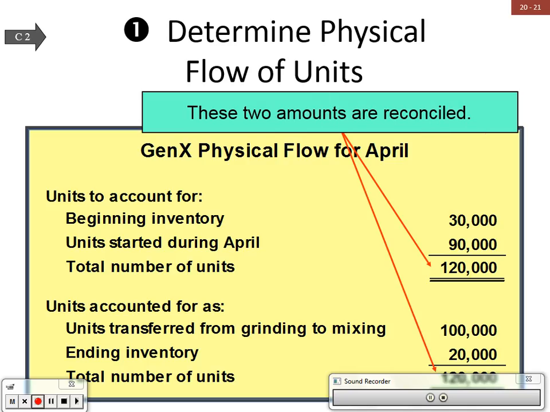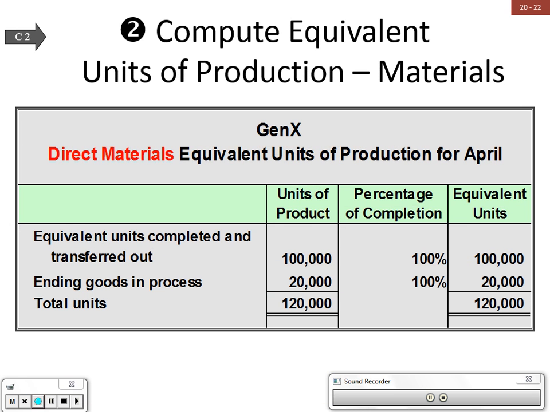Now, how did that all flow for April? The amount of units were 120,000, right? That's what we had to account for. When we got down here and actually tallied up what had been transferred to another department, how much was in ending inventory, we still came out to that 120,000 units. That's how you reconcile. You have to have the same amounts for what to account for and what was actually accounted for.